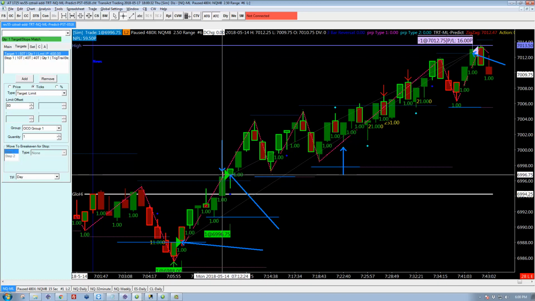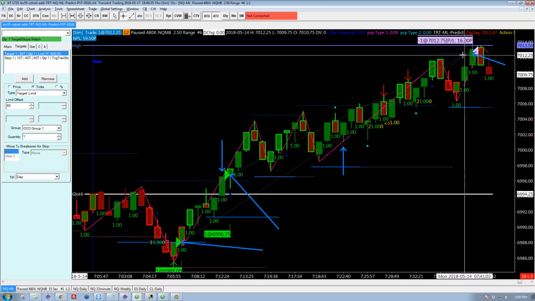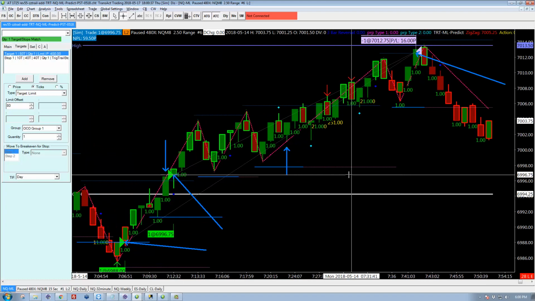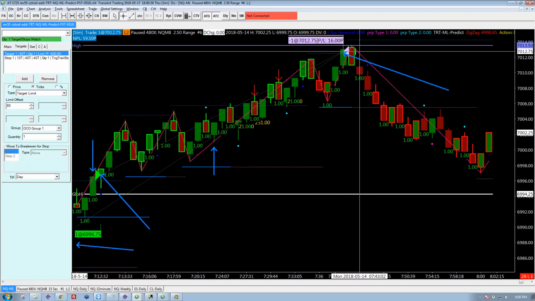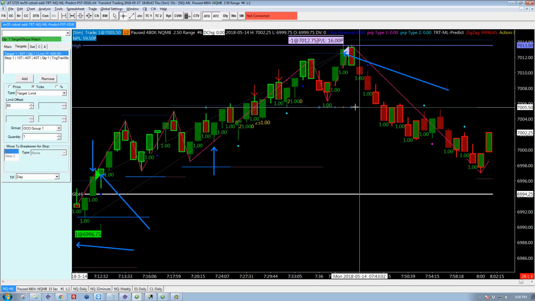But if I add, now I'm going to get two contracts, riding this move up. And it happens to be that we just get a spectacular exit there, just coincidentally. Otherwise, we would have gotten out here when the market pulled through there.